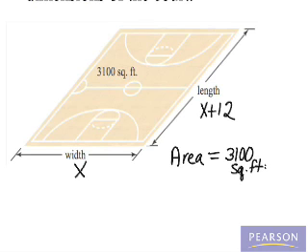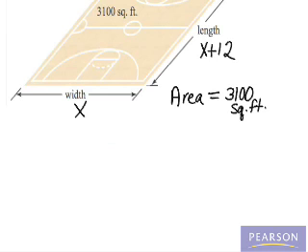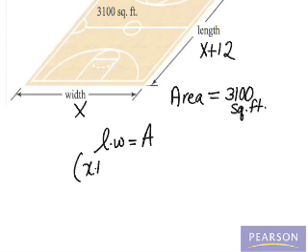We're going to use the formula for the area of a rectangle. So length times width is area. And we're going to substitute for L and for W. So the length is x plus 12, and the width is x, and the area is 3,100.